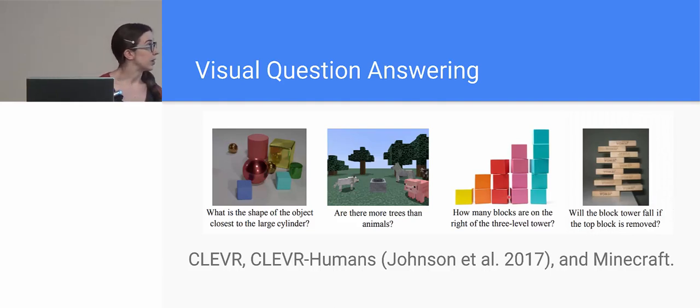And this final example here is a question that's a little bit more challenging for a network to answer. Will the block tower fall if the top block is removed? This question is a little bit different from the others. It requires us to first find the top block, which is not the difficult part, but then to imagine removing it and apply our understanding of physics to actually decide whether or not the tower is going to fall down. So these are the kinds of questions that the model they've described in this paper tries to answer.